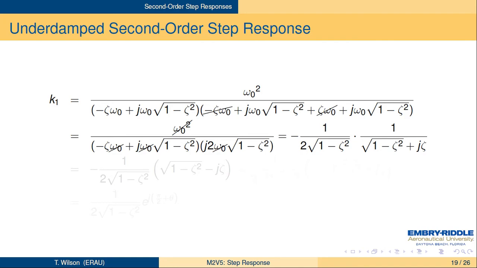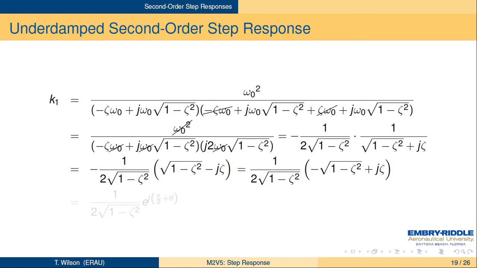You multiply through by the conjugate over the conjugate to get rid of the imaginary part in the denominator. And when you do that, you get minus 1 over 2 root 1 minus zeta squared times root 1 minus zeta squared minus j zeta. And then we're going to take the minus sign out front into the complex part. So we have 1 over 2 root 1 minus zeta squared, and that's the magnitude of this thing. Because remember we figured out that something with a real part of root 1 minus zeta squared and an imaginary part of zeta has a magnitude of 1. So we're going to write this in magnitude angle form, and we're going to write the angle.